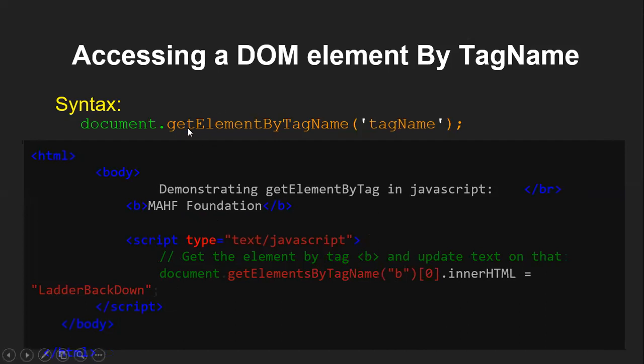You can also use the tag name to access the DOM elements. Tag name is just selecting by the tag name. The B is a tag name. I'll just use the B here, which is the name of the tag. It can be H1, it can be H2, it can be P, it can be div. Any tag name you might want to use. Then this element will change its contents from "map foundation" to "ladder back down".